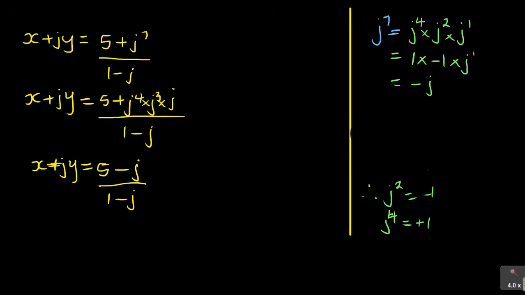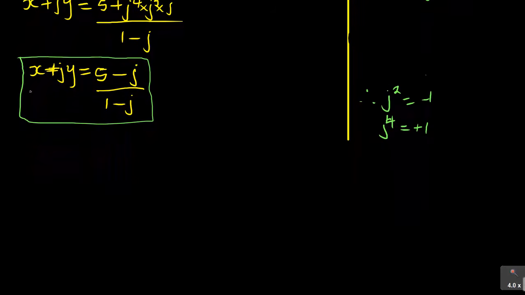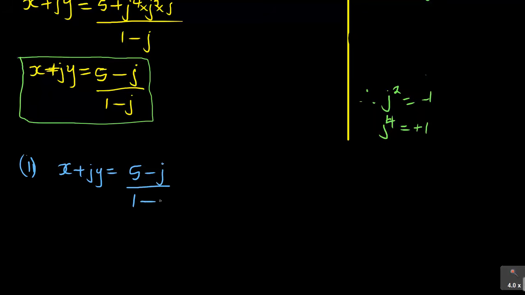That is where you first need to take into. You have to take it from here, and from here there are different methods that you can focus on. And the first one I'm going to use, if I can focus on the first method, to say x plus jy is equal to (5 minus j) over (1 minus j). So I'm going to use the rationalization method. So that's the one I'm going to use. I'm going to rationalize here.